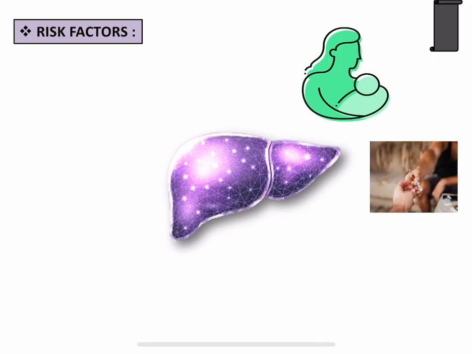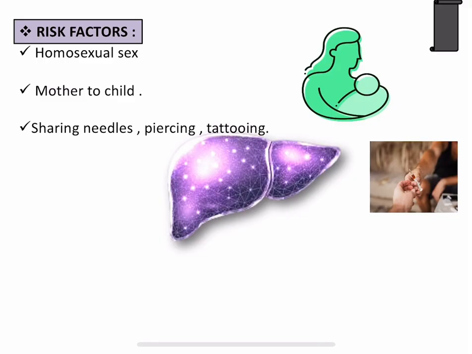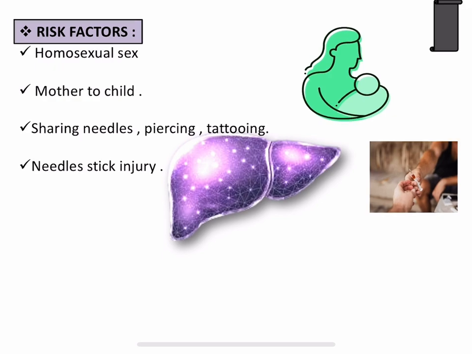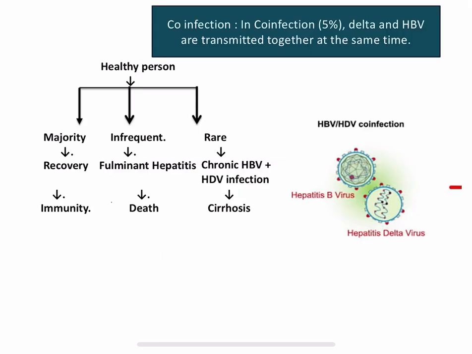The risk factors, we have certain idea now. What are the risk factors? These include the homosexual men, mother to child, which is uncommon, and then we have the most important is the sharing of the needles, piercing, tattooing. All of these will increase the risk of transmission of the blood and the contaminated needles with the contaminated blood of an infected individual. And we have needle stick injuries which can occur in the healthcare professionals as well, increasing the risk of transmission of HDV.